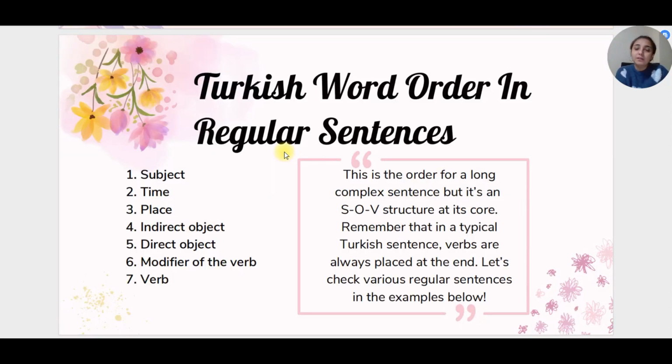Turkish word order in a regular sentence. And we saw before here: subject, time, place, indirect and direct objects, modifier of the verb, which is adverbs, and the verb is at the end. This is the order for a long, complex sentence, but it is an SOV structure at its core. Remember that in a typical Turkish sentence, verbs are always placed at the end. Let's check various regular sentences in the examples below.